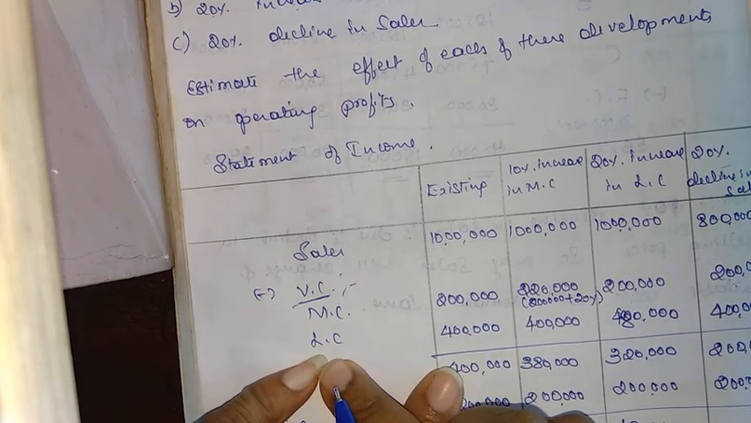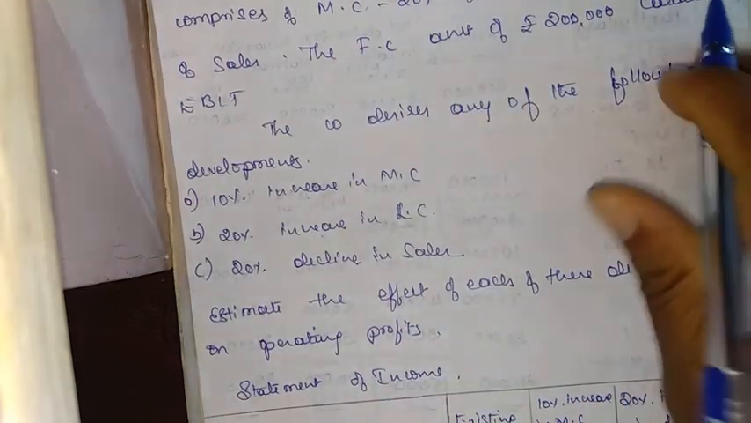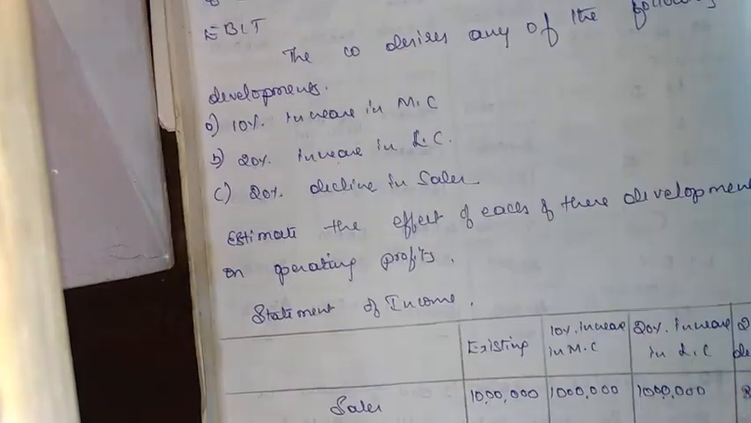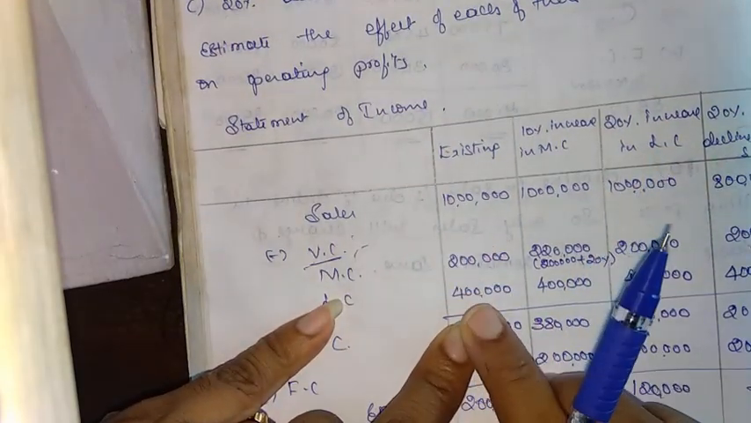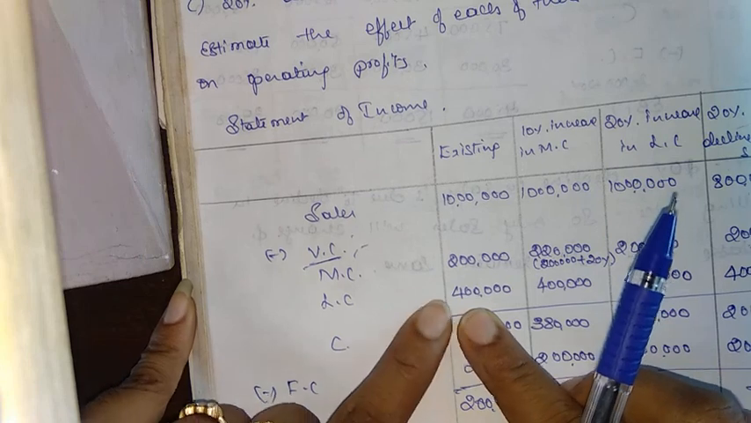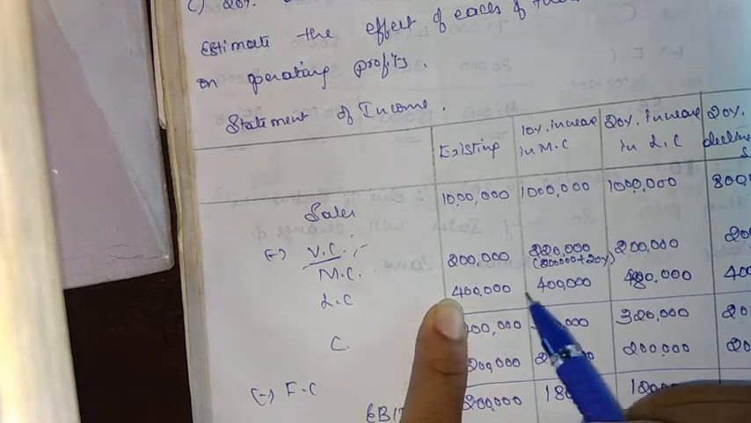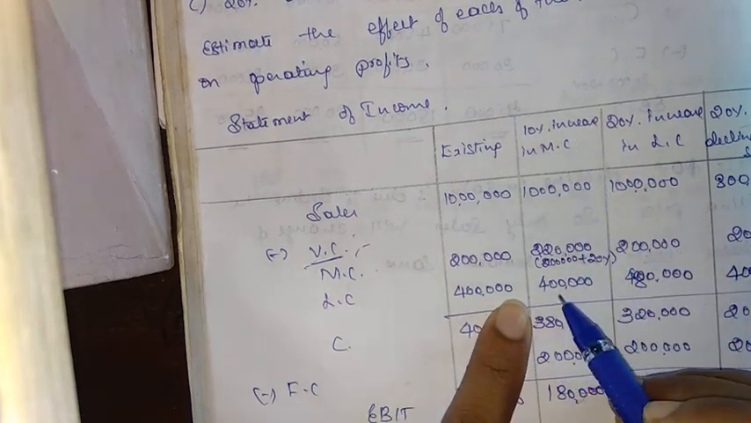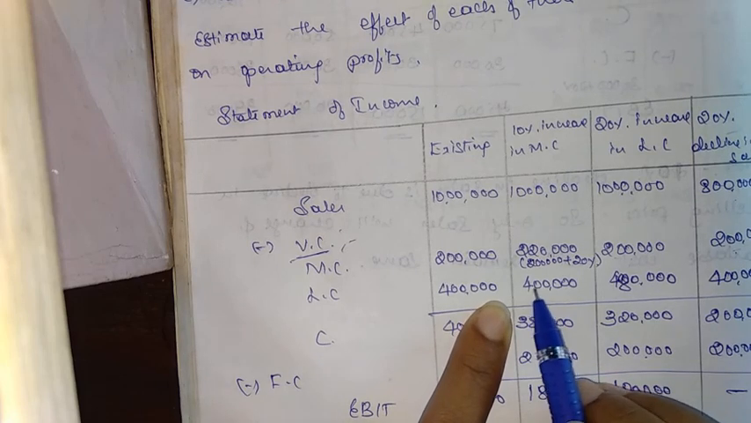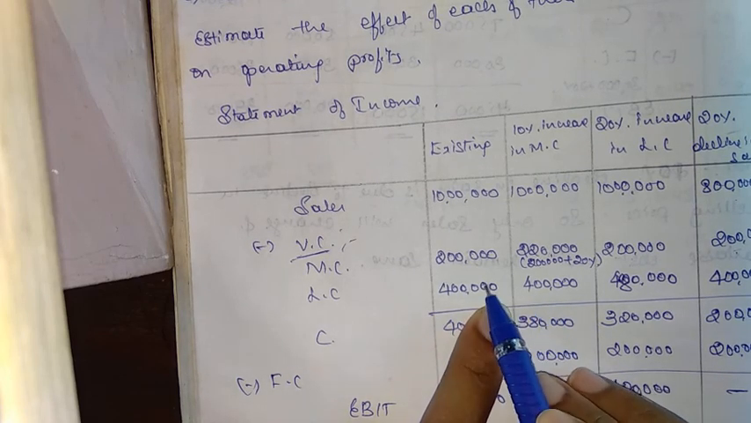Then labor cost is 40% of sales. So sales is 10 lakh, and 40% means 4 lakh. Then in the second column, 10% increase in material cost. So it will not affect labor cost. It remains the same as the existing level.